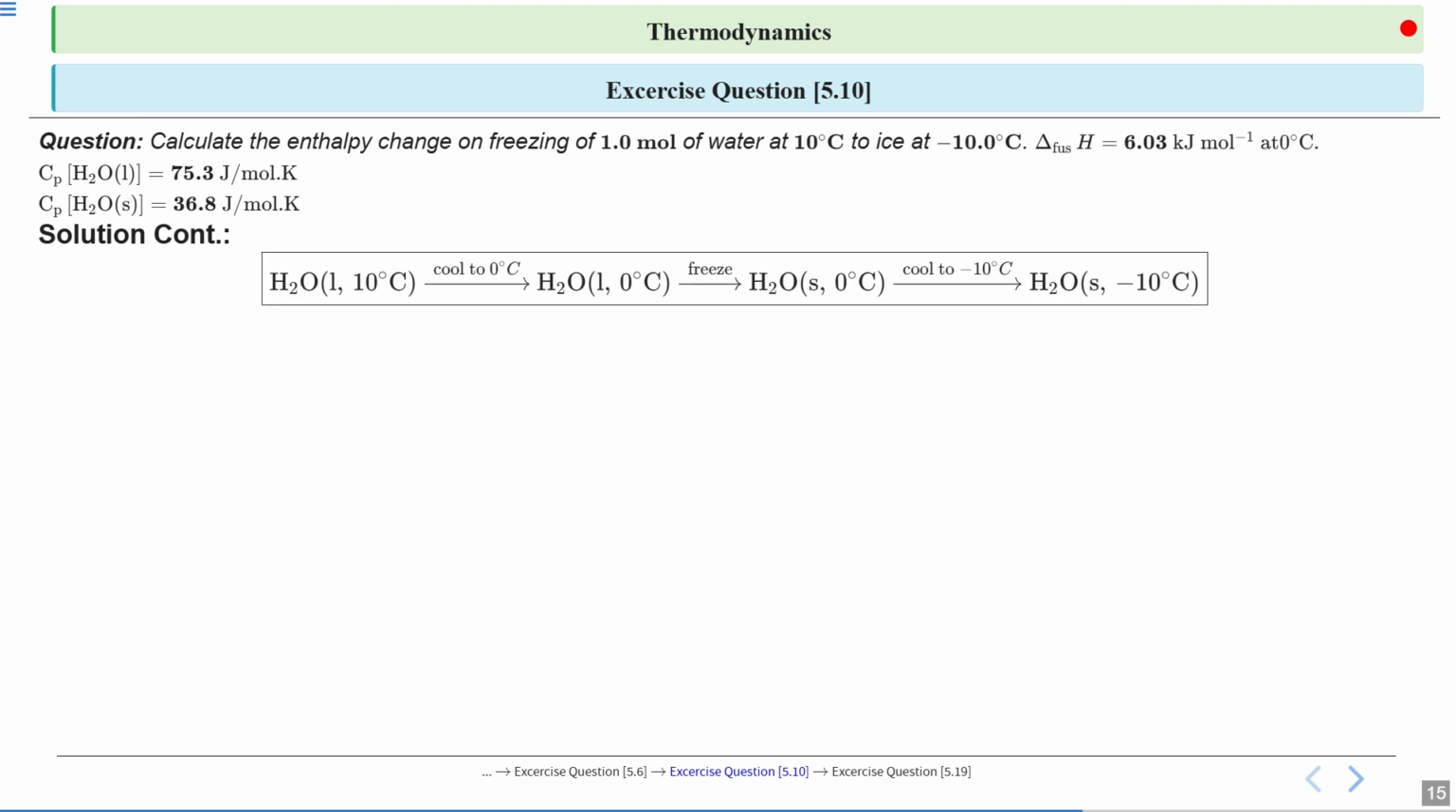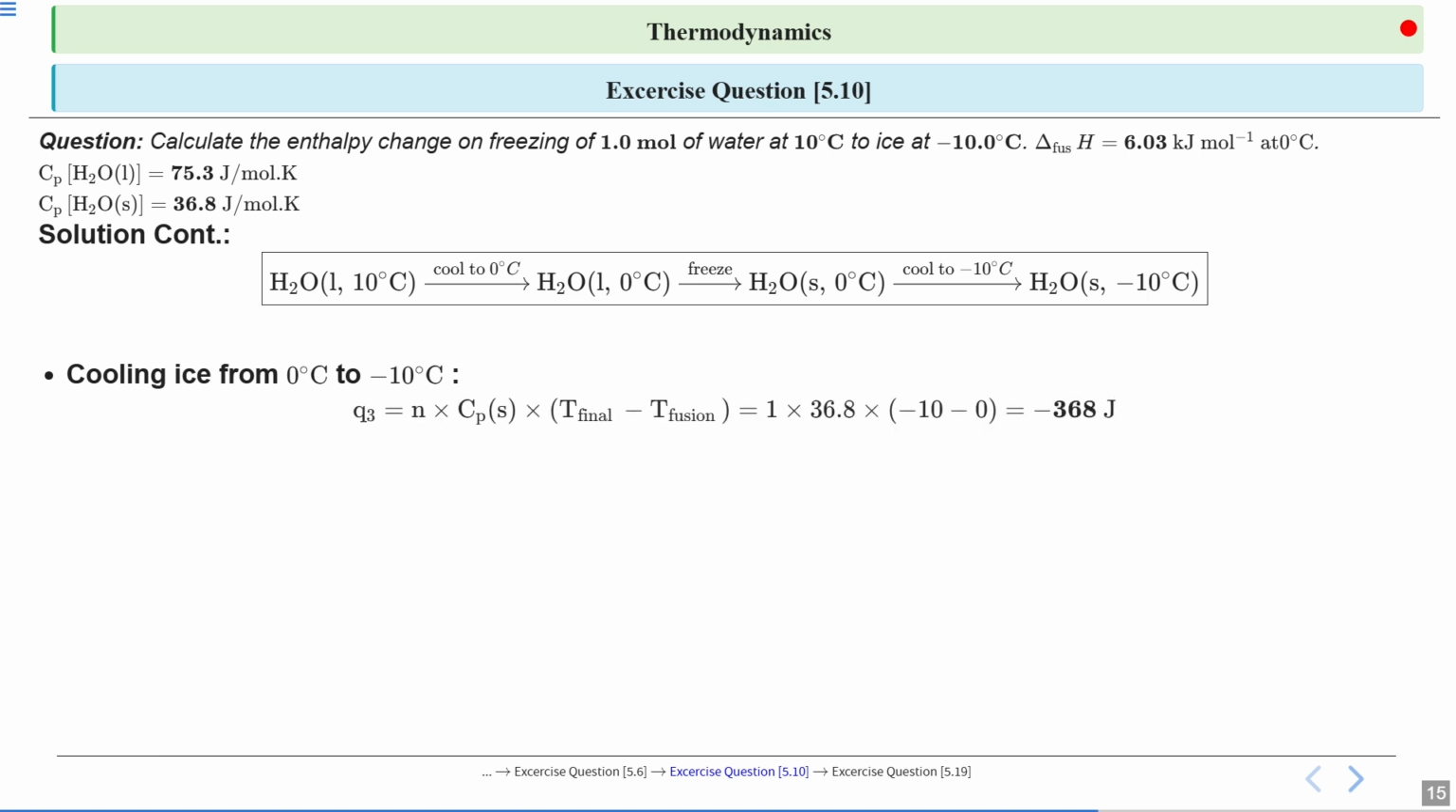Moving on to the next step, which is the reduction of temperature from 0 degrees Celsius to minus 10 degrees Celsius for solid water or ice. We will apply the same formula, which is nCpdT. Here we will change the Cp value because this is for the solid part. We will take it as 36.8.